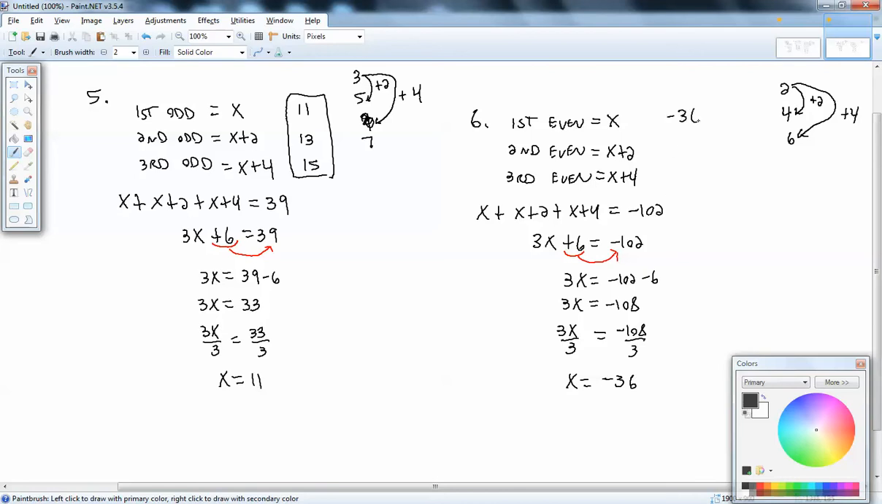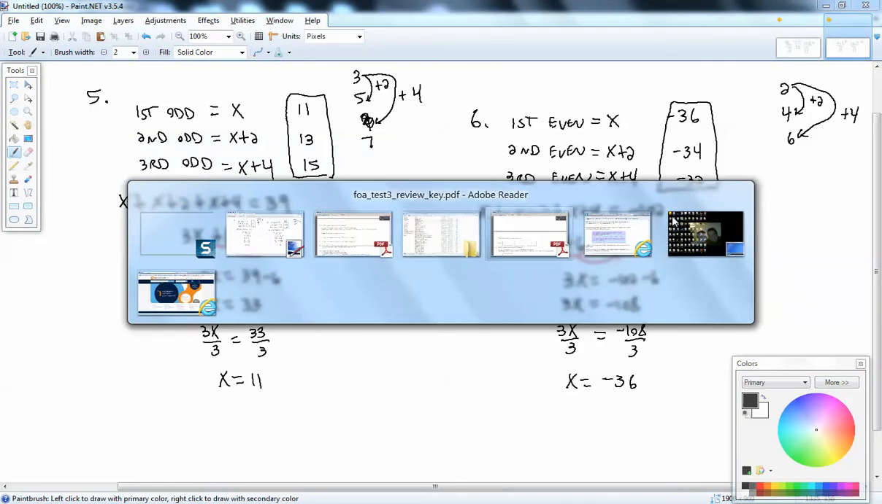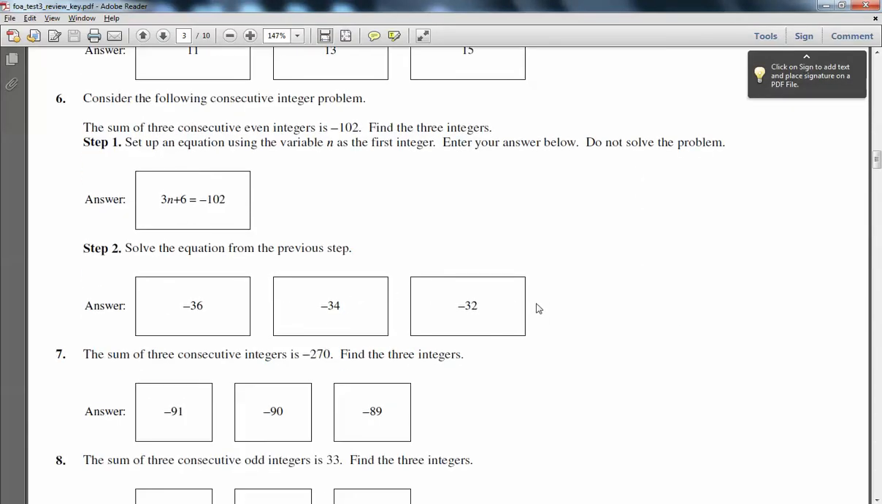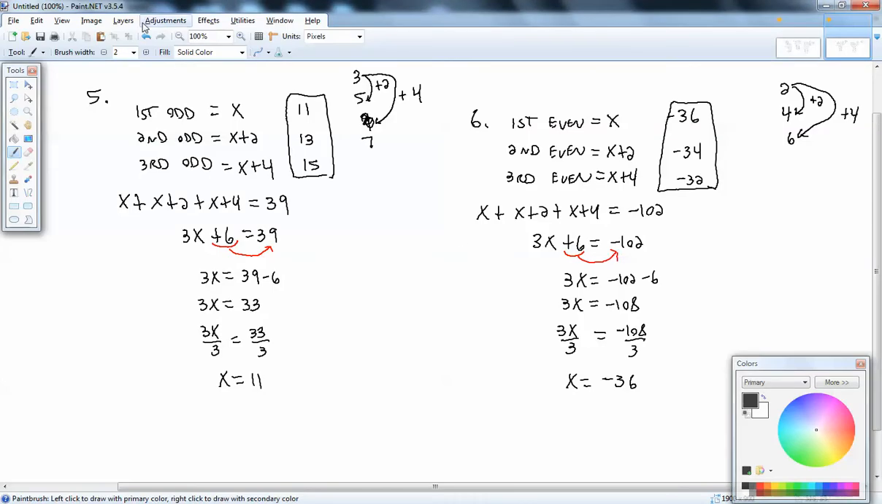Okay, well if this one's negative 36, and then this one I add 2, so negative 36 plus 2 is negative 34. This one I add, well, I'll go from negative 36 plus 4, that's negative 32. Seems kind of weird when you have negatives, but that's the way it works. Okay, now we double check. Negative 36, negative 34, negative 32. Okay, still good.